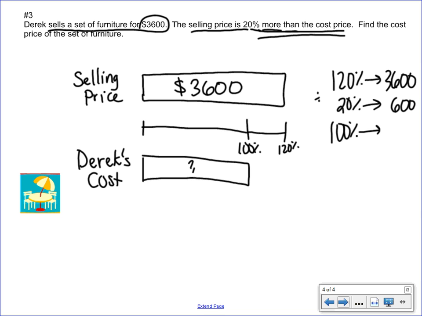We can subtract 120% minus 20% to get 100%. Or, what's the other way? Sanji? 600 times 5 is 3,000. Okay, so I'm just being picky because this is like my 8th time doing this problem. So, Derek bought the furniture for $3,000. He sold it, hopefully he'll sell it for $3,600. What's the percent of his profit? What percent is his profit? Emma, 20%. How much is his profit, Sanji? $600. All right, very good.